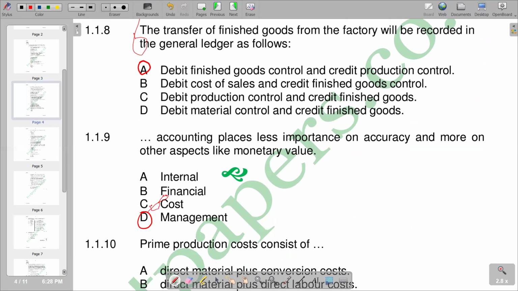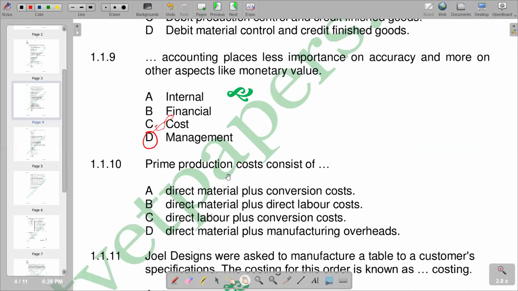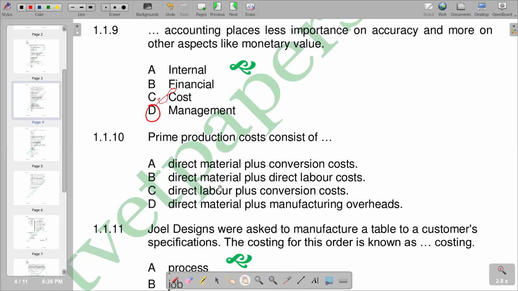Then we go to 1.1.10, which reads: a prime production cost for stock. We know that is direct material plus direct labor. So we've got B is the correct answer on 1.1.10.